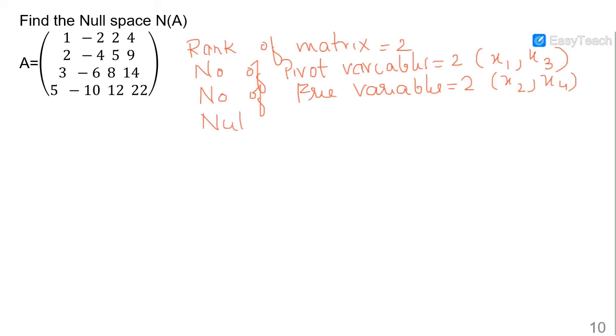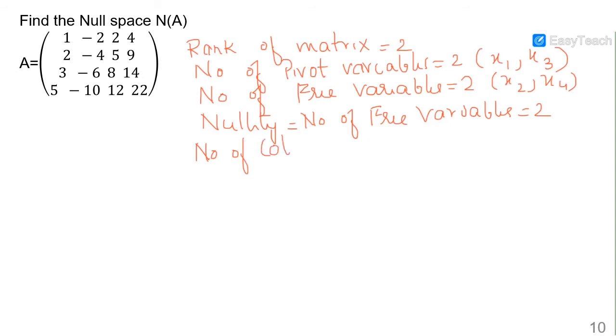Nullity of the matrix is the same as the number of free variables. That is equal to 2. Number of columns of the matrix is always equal to nullity plus rank. That is 2 plus 2 is equal to 4.